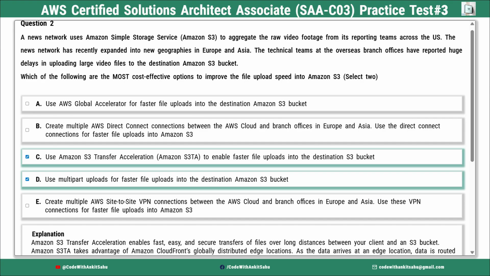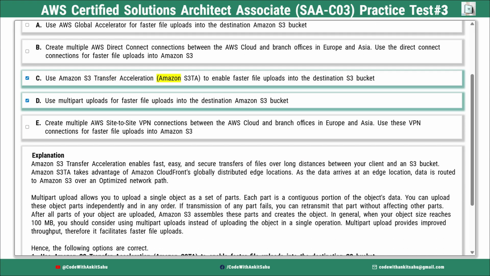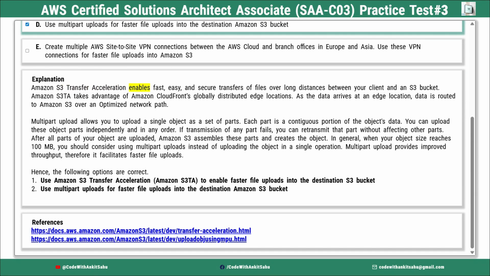Correct answer. Option C. Use Amazon S3 Transfer Acceleration, Amazon S3 TA, to enable faster file uploads into the destination S3 bucket. Option D. Use multi-part uploads for faster file uploads into the destination Amazon S3 bucket. Explanation: Amazon S3 Transfer Acceleration enables fast, easy, and secure transfers of files over long distances between your client and an S3 bucket. Amazon S3 TA takes advantage of Amazon CloudFront's globally distributed edge locations. As the data arrives at an edge location, data is routed to Amazon S3 over an optimized network path.